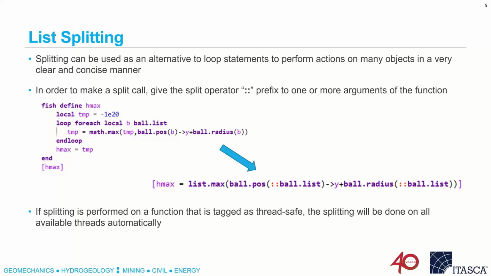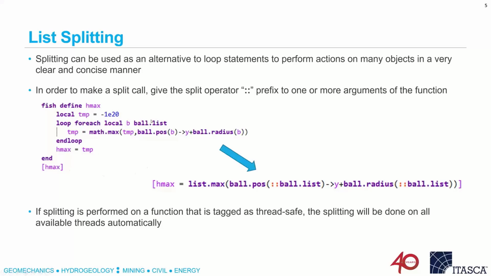So for instance, this is a typical loop that we could do in earlier versions of PFC. Here it is to compute the maximum height of the balls in a 2D model. Typically, we would initialize a very low value, then loop over all the balls in the list of balls, and take the maximum of the position of that ball and the temporary value. If we want, we could add the radius of the balls also and then return the final value.